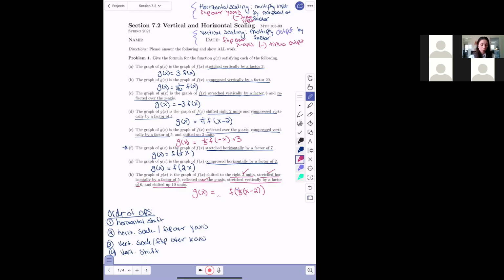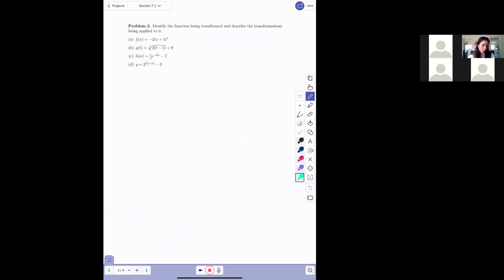Okay, now we have to stretch this vertically by a factor of 6. When we stretch vertically, we multiply by that factor. So we're going to go ahead and multiply this entire thing by 6. And then we shift up 10 units, so plus 10. And this is the final answer there. Any questions on that one? That one's pretty loaded. Okay. If there's no questions, we'll go ahead and move on.